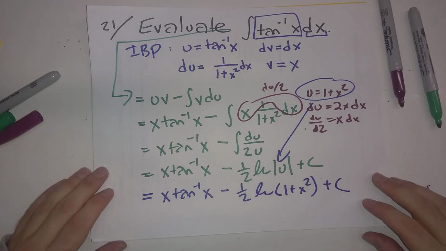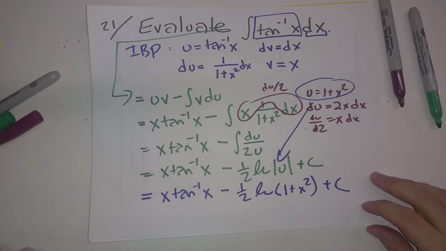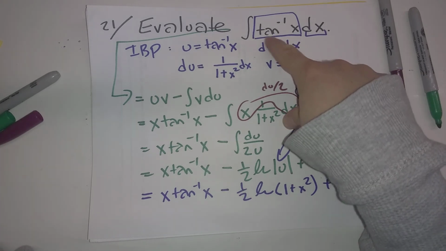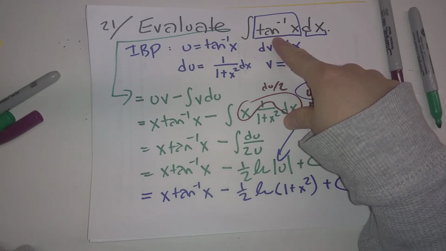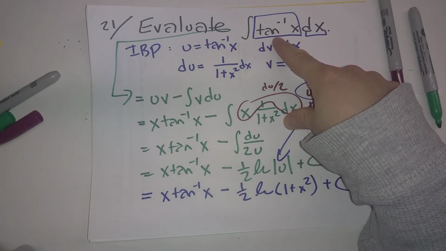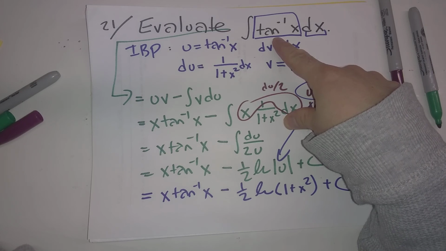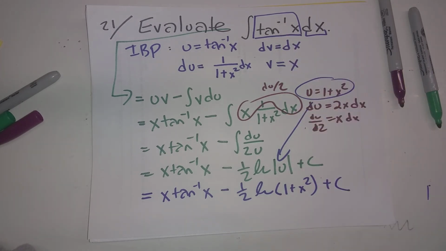Okay, so that's this problem. Big thing to take away from here, whenever you see an arctangent or arcsine or arccosine or something like that, an inverse trig function in an integral, you should strongly consider integration by parts.